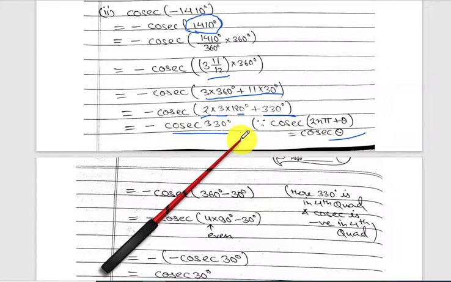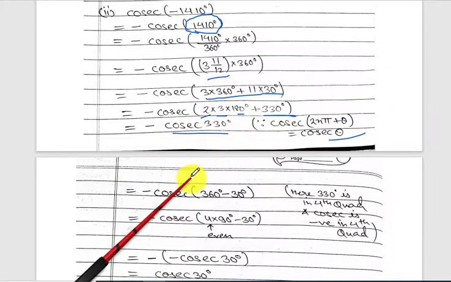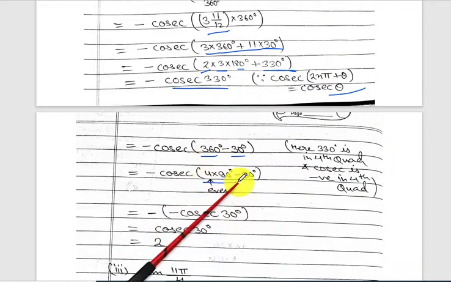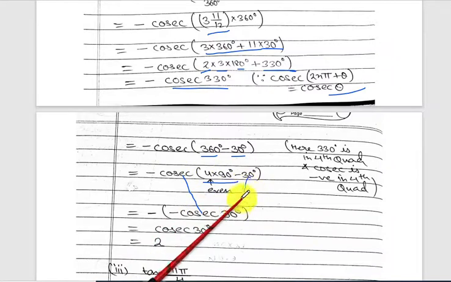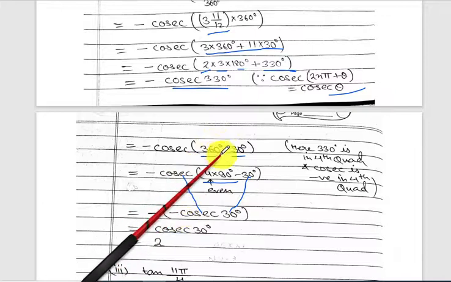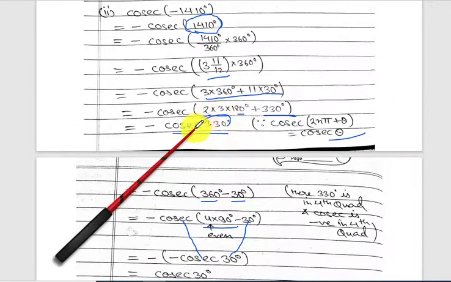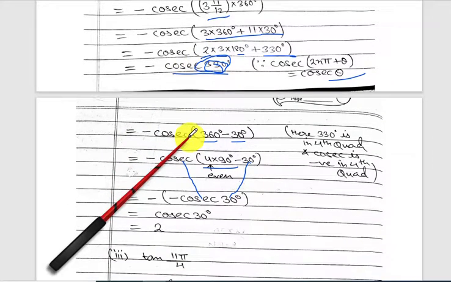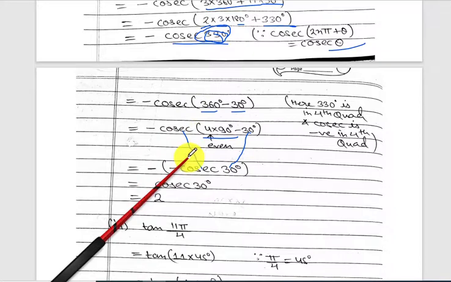330 can be written as 360 minus 30, and 360 can be written as 4 times 90. 4 is even over here, so cosec will remain cosec, then this 30 will come over here. Now we have to decide the sign before it. This whole angle is in the fourth quadrant, and in the fourth, cosec is negative, so put a minus sign, so minus minus plus, and you get this.